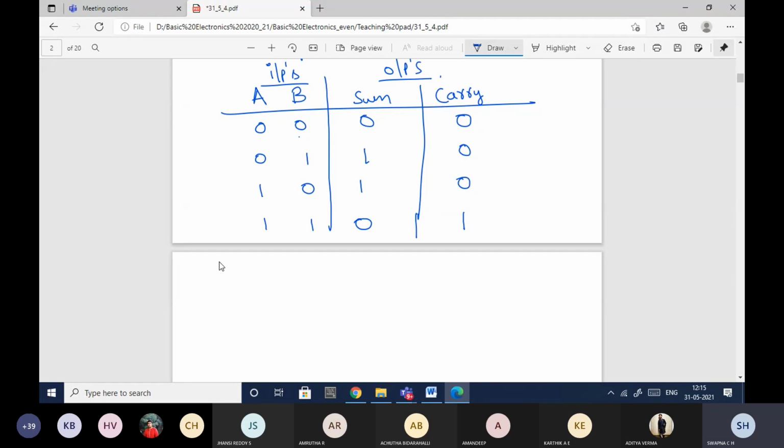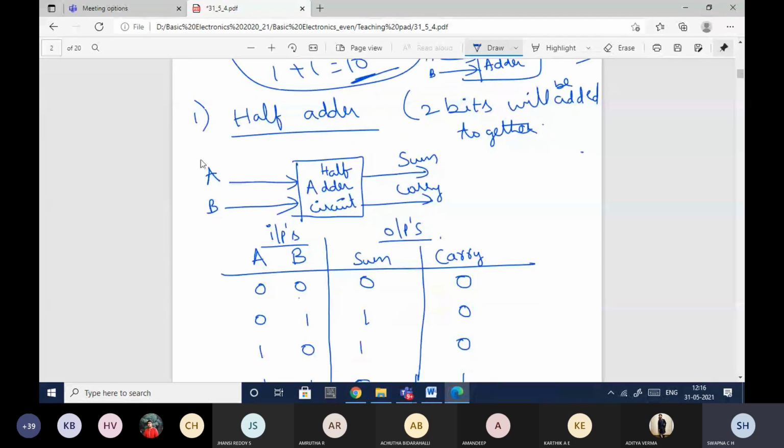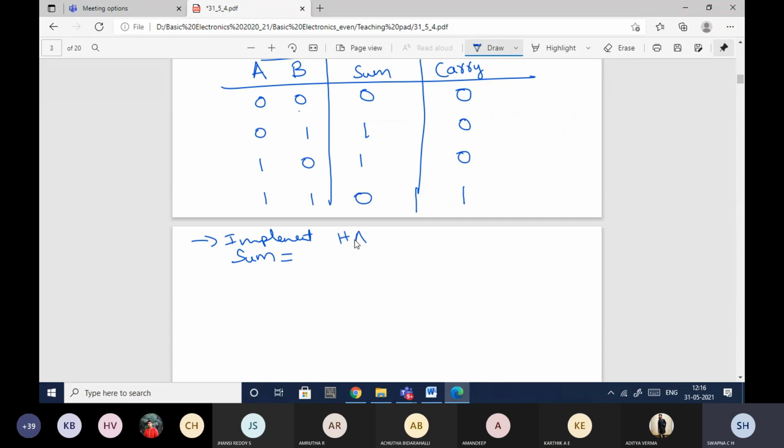Here I'm giving two inputs and getting two outputs, sum and carry. I need to implement this half adder using basic gates. So what are your basic gates? NOT, AND, OR are your basic gates. In the exam they will ask you to implement a half adder using basic gates.